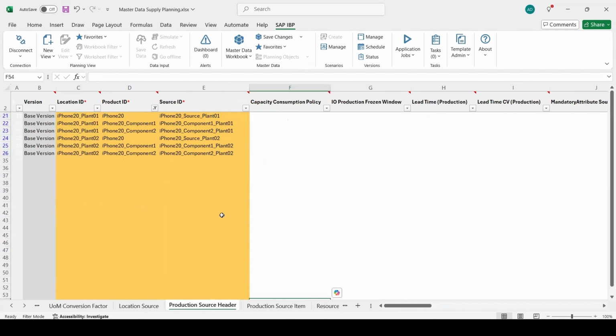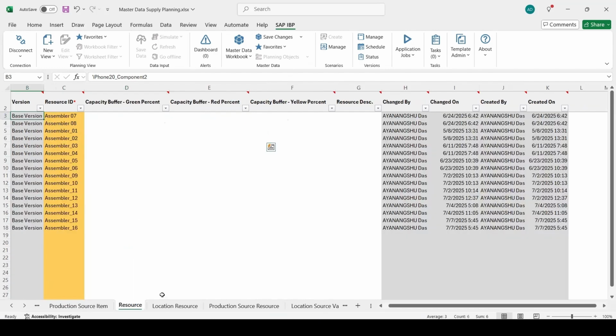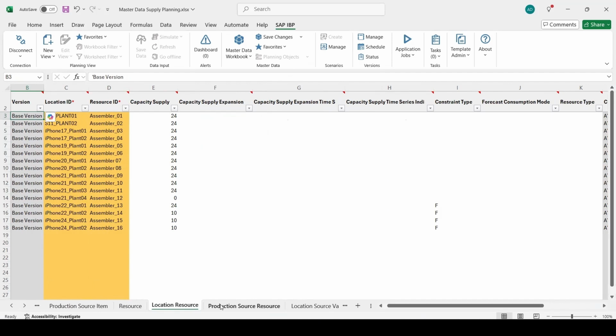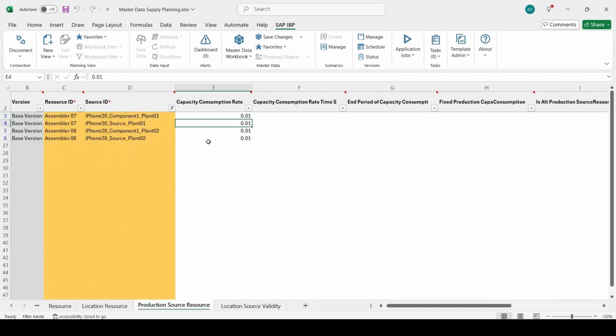And since we are defining the components, we are defining the production source item also. Where we have component one, 1 unit of it is manufactured, and 3 units are required to manufacture 1 unit of finished products. For component two, we have the resource, the location-resource mapping, and the capacity of each machine defined, and then the production source resource mapping, and we have the production consumption rate, right?